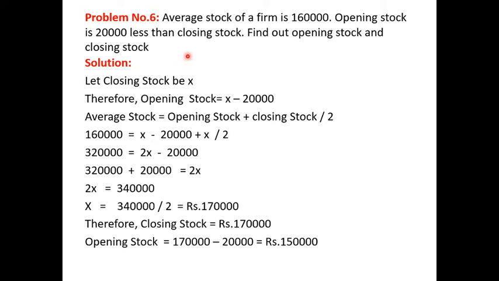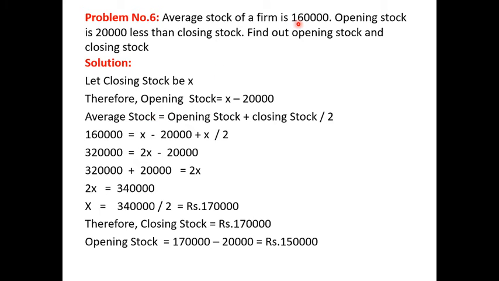So first we will treat the closing stock as X. Therefore, opening stock is equal to X minus 20,000. Means we are treating closing stock as X, then opening stock is X minus 20,000. Then average stock is equal to opening stock plus closing stock divided by 2. We are writing the formula.